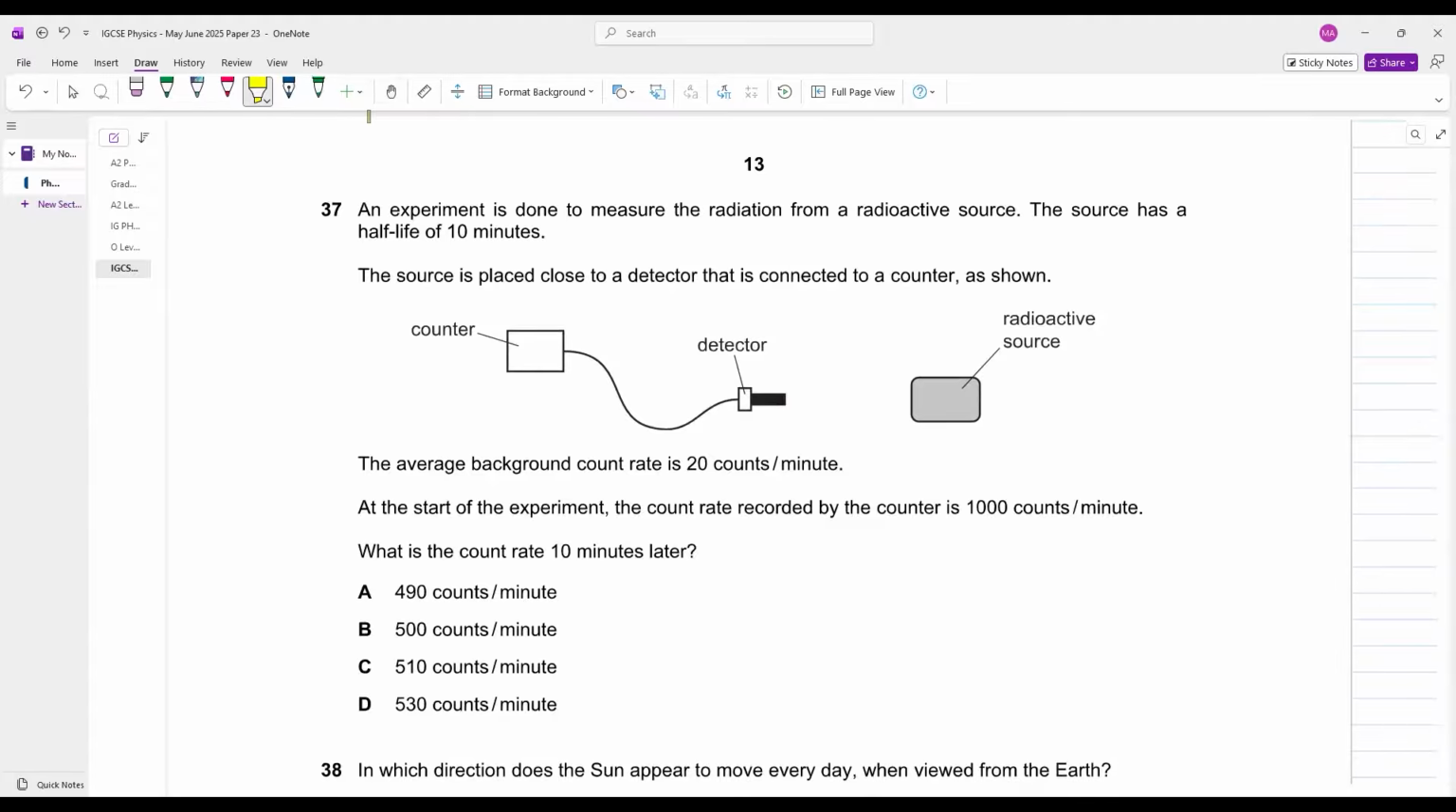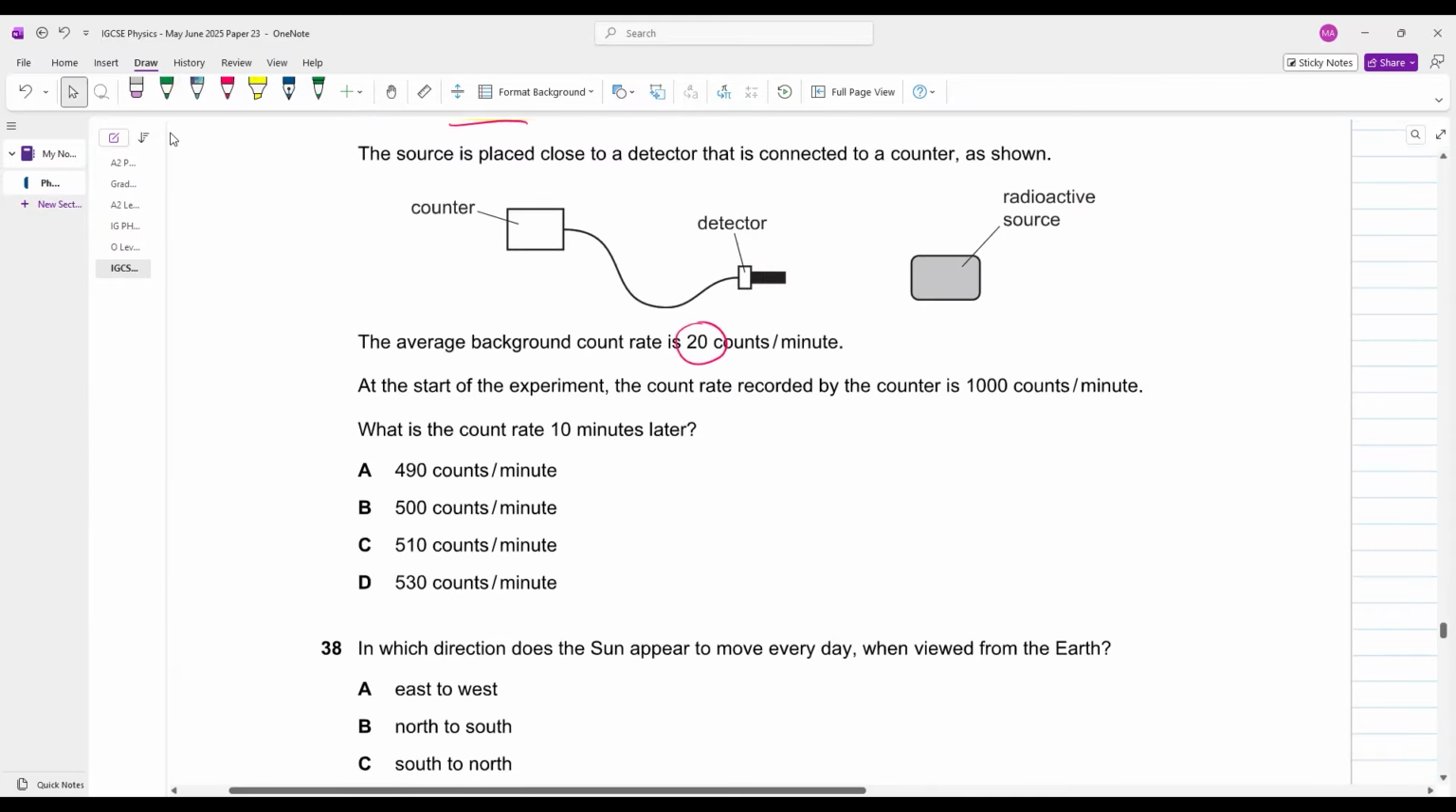An experiment is done to measure the radiation from a radioactive source. The source has a half-life of 10 minutes. The source is placed close to a detector. ठीक है, source place की हमने close to a detector that is connected to the counter as shown. The average background radiation is 20 counts per minute. Half-life क्या थी? 10 minutes.